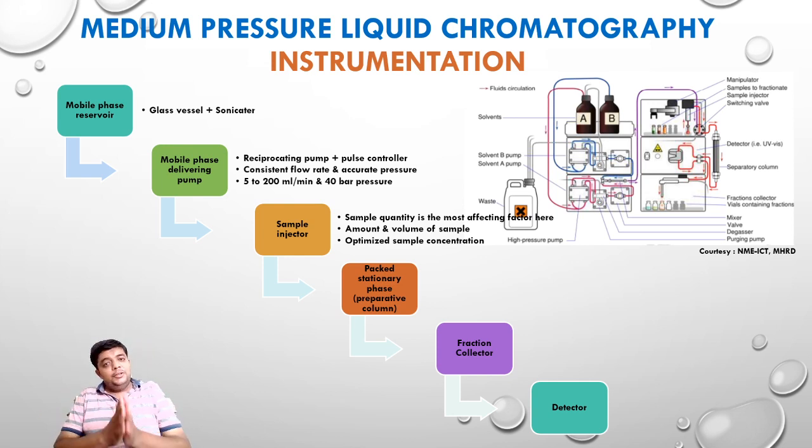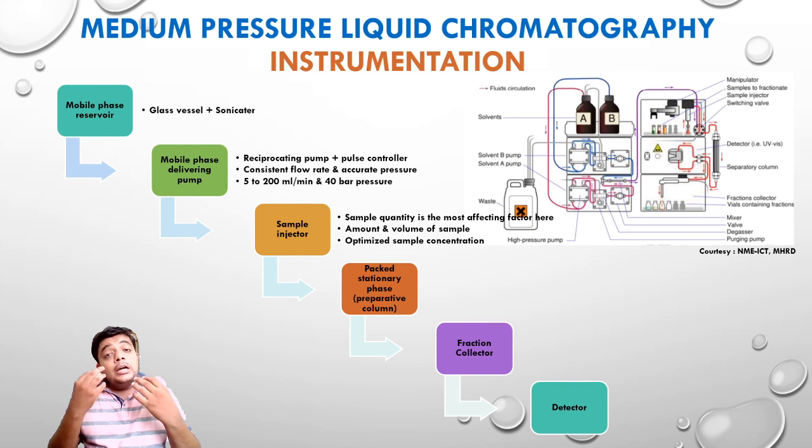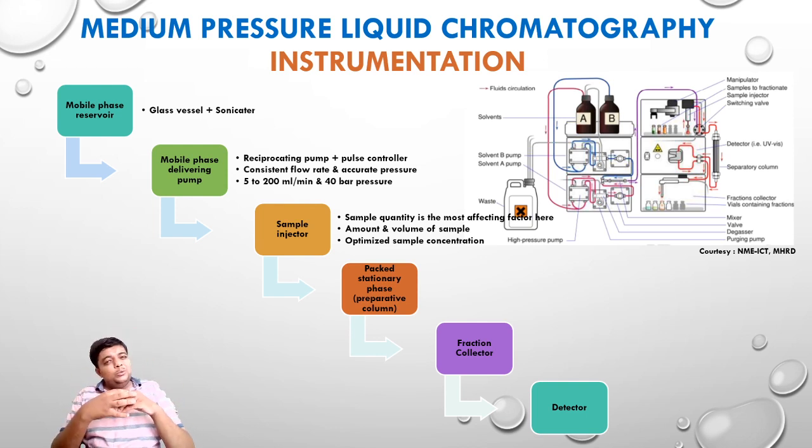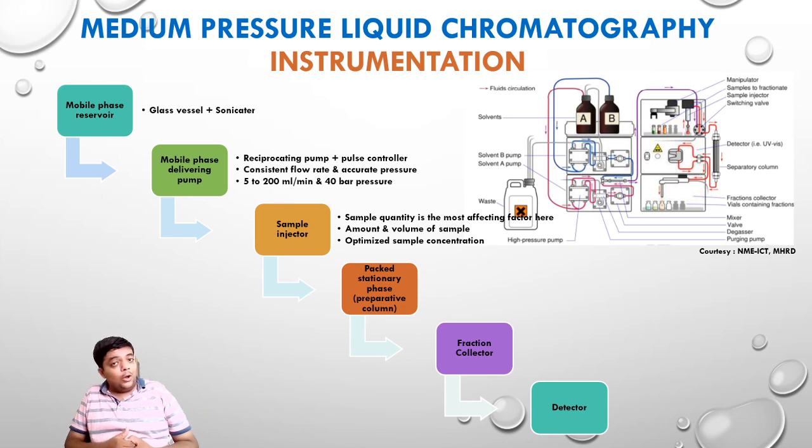In this particular video of MPLC, we will be focusing on three aspects, that is packed stationary phase, that is preparative column, fractional collector, and detector. Mobile phase reservoir is generally made of glass vessel and is a sonicator based vessel, so that through sonication the unrequired gaseous molecules will be thrown out of the mobile phase and the mobile phase will be pure, which will help lengthen the lifespan of the stationary column.